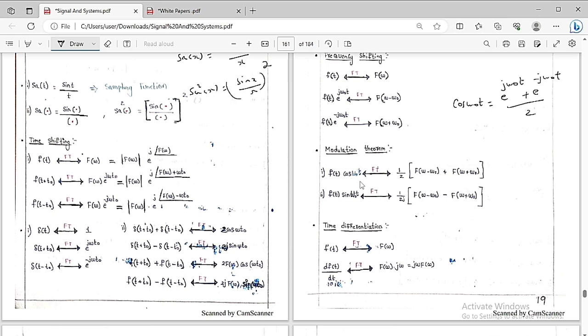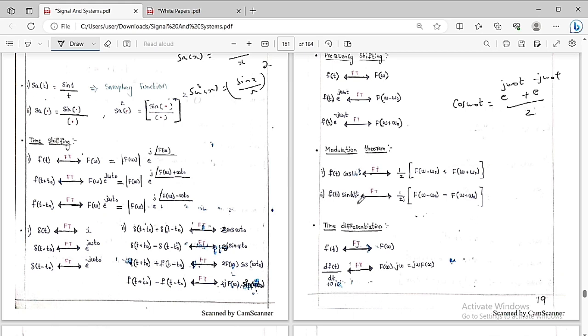Now multiply by the signal f of t. If you multiply the signal, you are going to get it in this fashion: this one plus this one by 2. If you simplify, we get this one plus this one divided by 2. Same thing we have got.